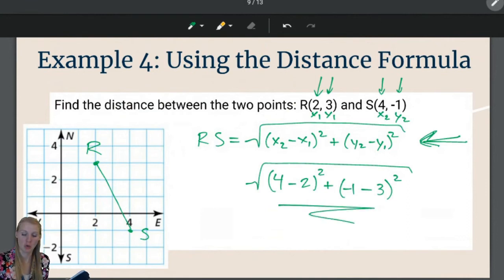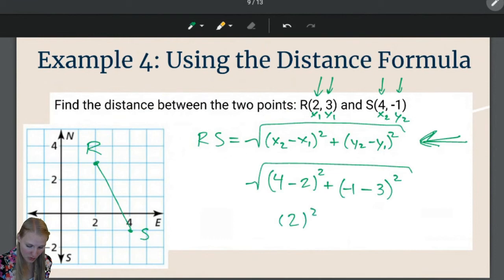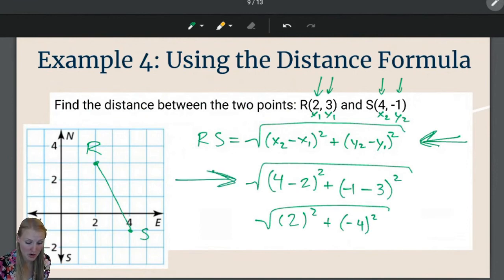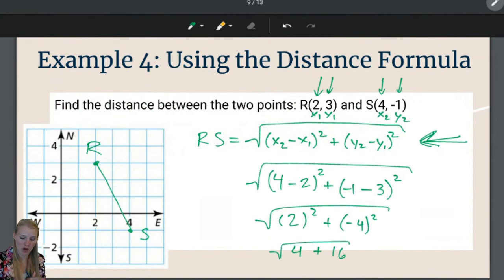Cool. Now, we have numbers. These are all numbers. So I'm just going to figure out what this is. 4 minus 2 is 2. So I have 2 squared plus negative 1 minus 3 is negative 4 squared, square root of it. And you can plug all this in your calculator if you want to. Once you get here, you can just put it in your calculator. I'm just breaking it down so that you can see the process. All right, so now 2 squared is 4. Negative 4 squared is positive 16. And again, I'm taking the square root of all of this. Forgot equal signs. And now 4 plus 16 is 20. And I keep the square root symbol.